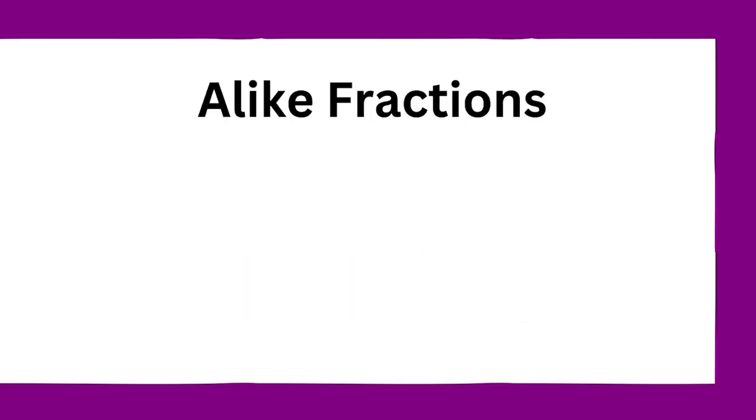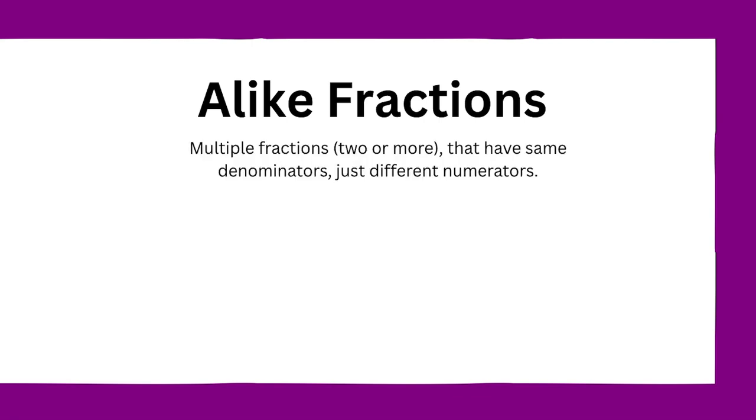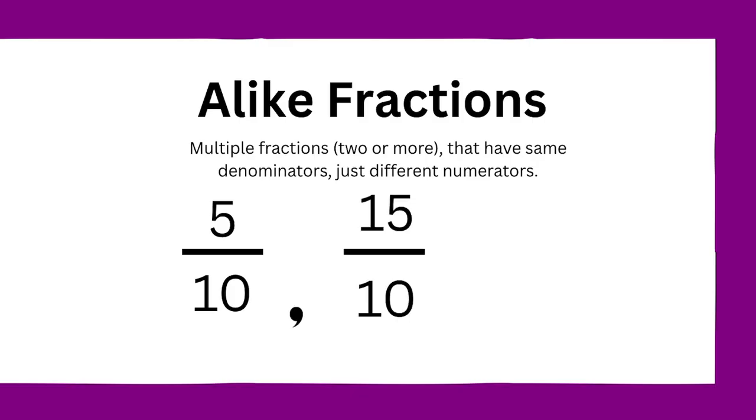Now, moving on to alike fractions. Alike fractions are characterized by having multiple fractions, two or more, that have the same denominator, just different numerators. This could, for example, be 5 over 10. And then I could have 15 over 10, or I could even have 20 over 10. They all have that same denominator, which is 10. They just have different top numbers, which are their numerators. So they're all alike. And it's very important that you remember that for alike, different numerators, same denominators.